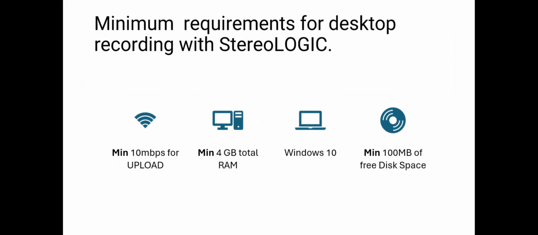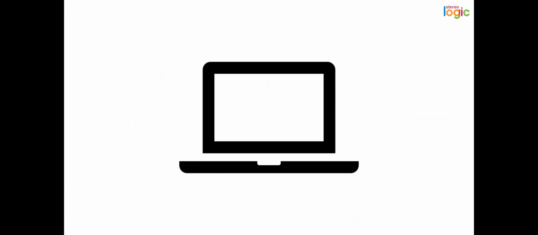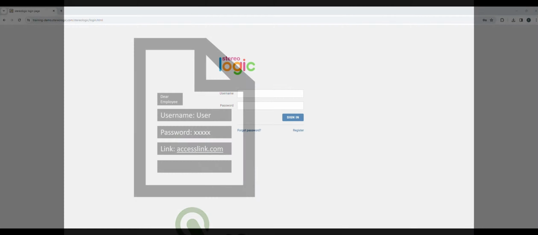Welcome to StereoLOGIC. This tutorial will guide you through the process of recording your activities using StereoLOGIC. After setting up your user credentials, you'll receive an email containing your username, password, and a link to the StereoLOGIC recording server. Simply click on the recording link provided in your email to access the StereoLOGIC login page.